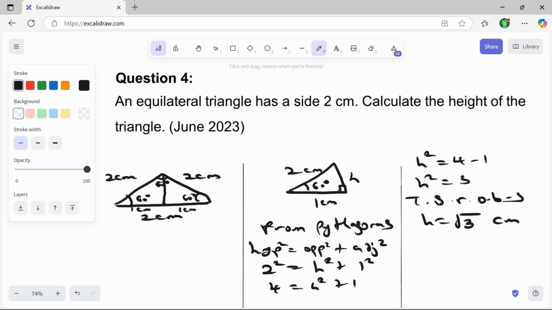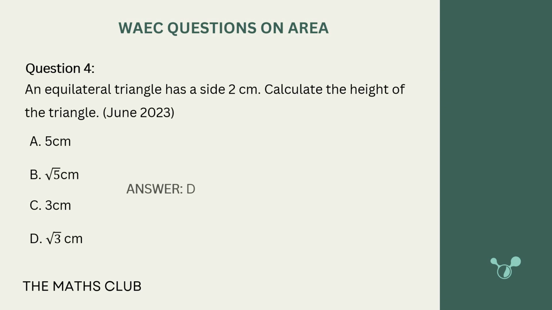Once you know an equilateral triangle has equal sides and 60 degrees, you can take a perpendicular, right, and get the height. So let's see if the answer is correct. That will be option D.